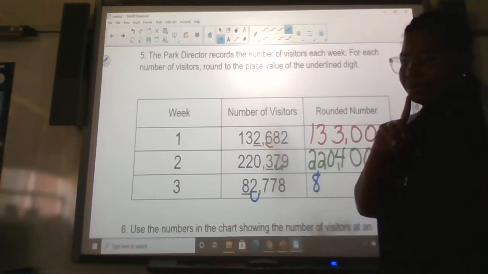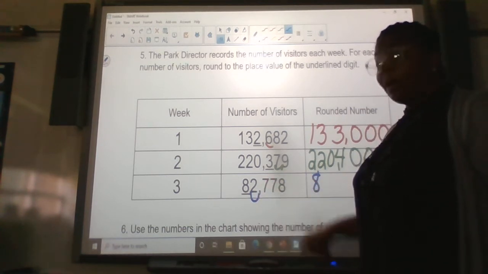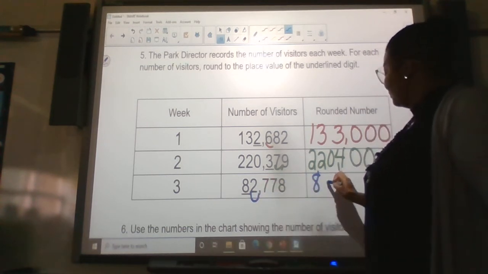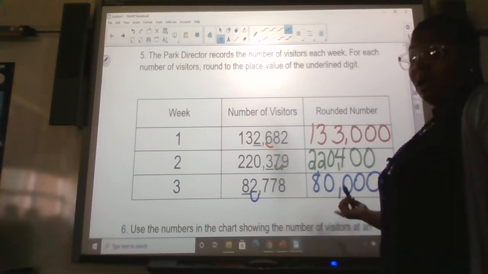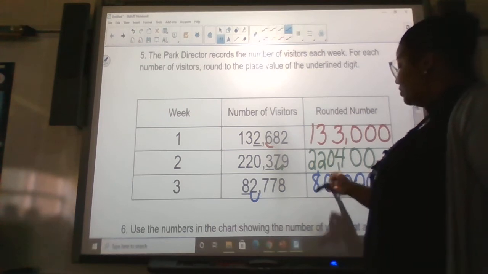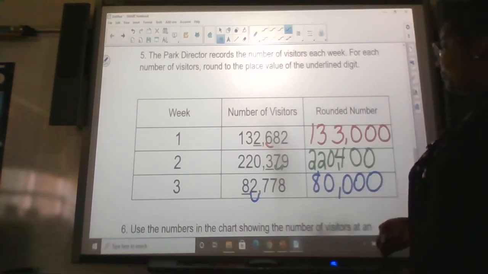So how many zeros will I have? Let's count it. 1, 2, 3, 4. I have 4 zeros to write. 1, 2, 3, 4. So it rounded down to 80,000. Great, rounding, boys and girls.